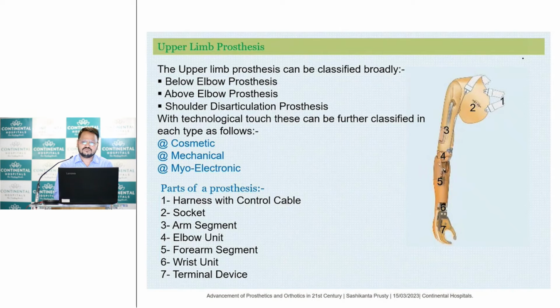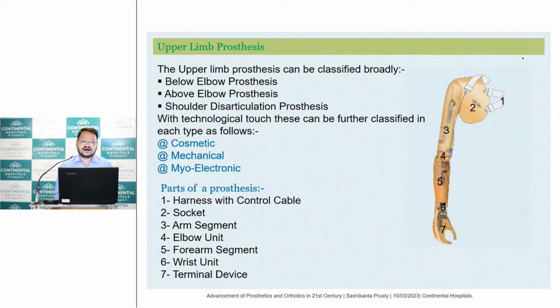With technology, this can be further classified into each type as follows: cosmetic, mechanical and myoelectric. Myoelectric is nothing but the bionic hand that we are going to talk about in subsequent slides. Cosmetic, as the name suggests, is just a cosmetic hand. There will be no movement; we provide it just as a replacement for the missing part. There will be no functionality in that.